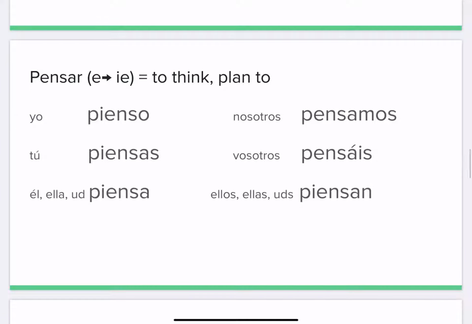The next verb that we learned was the verb pensar, which means to think or to plan. A lot of times you're going to use pensar and then have an infinitive verb come directly after it. Pensar has a spelling change with the letter E changing to an IE. You end up with yo pienso, tú piensas, él, ella, and usted piensa, nosotros pensamos, vosotros pensáis, and ellos, ellas, and ustedes piensan.